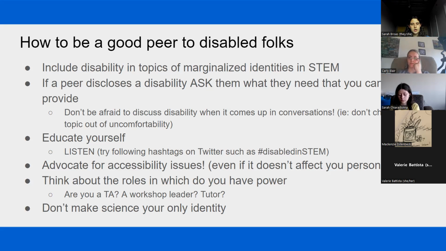A lot of times we talk about marginalized identities in STEM because STEM is incredibly exclusionary and it tends to exclude marginalized identities. So when we're talking about these things, we have to make sure that we're talking about the disability community as well, because a lot of the time they tend to be forgotten in these conversations.